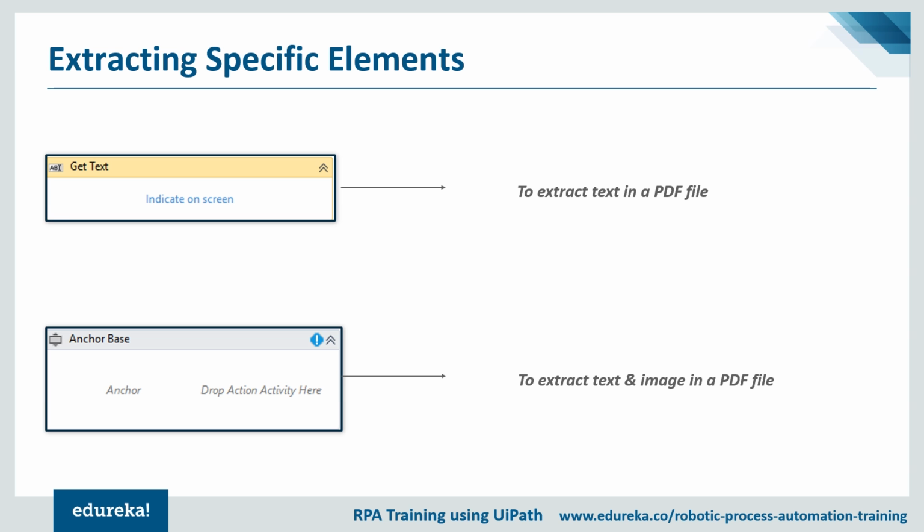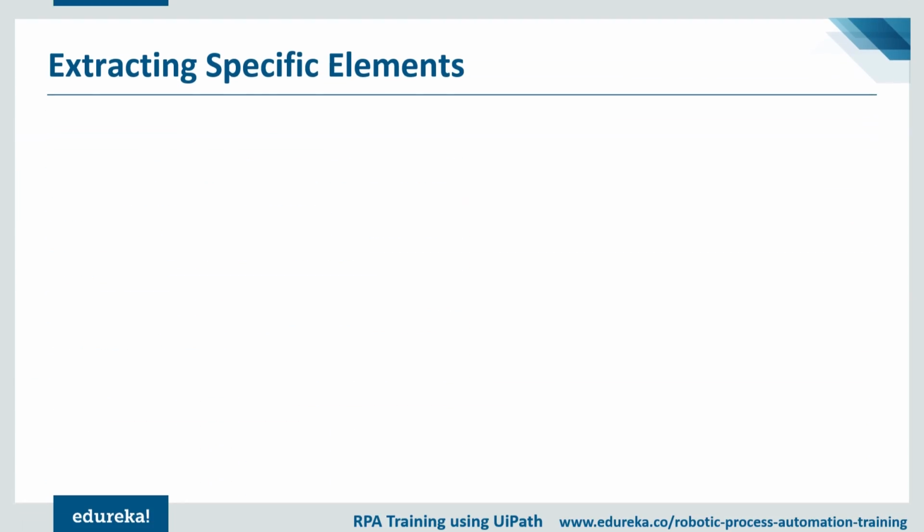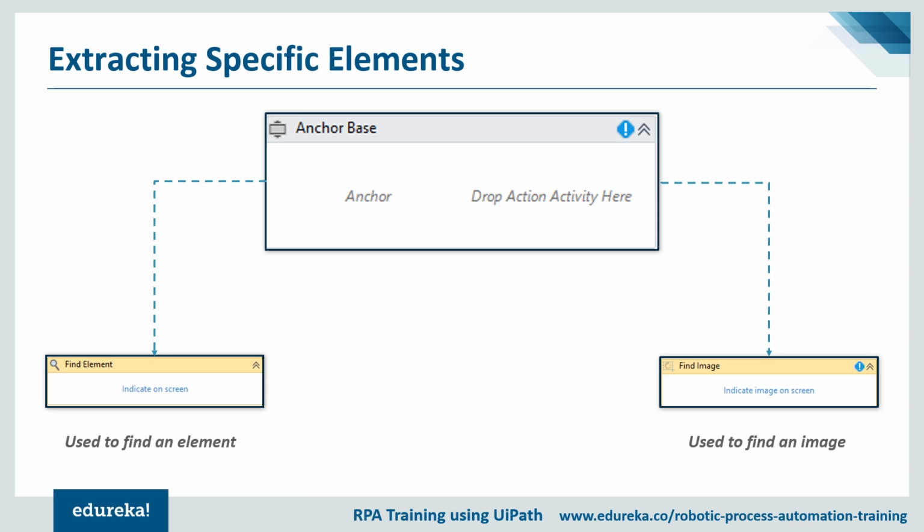Now moving on to the next type of activity, that is the anchor based activity. As I mentioned before, the anchor based activity is basically used to extract the text and the images in the PDF file. It has two sections, the anchor and the drop action activity. In the anchor, you can either use the find element activity or the find image activity. The find element activity is used to find any element, and the find image activity is specifically used to find the image, right?